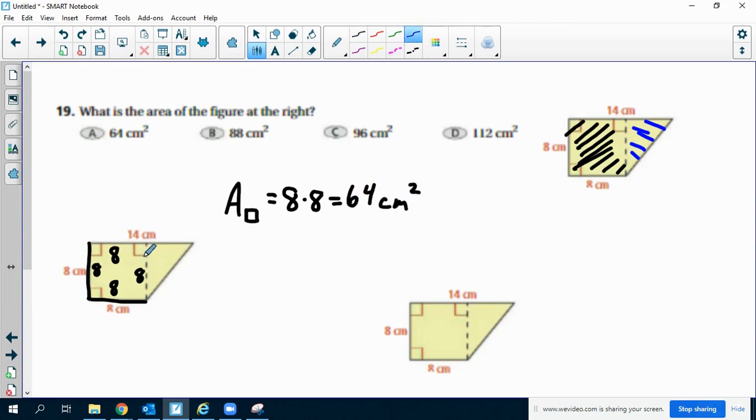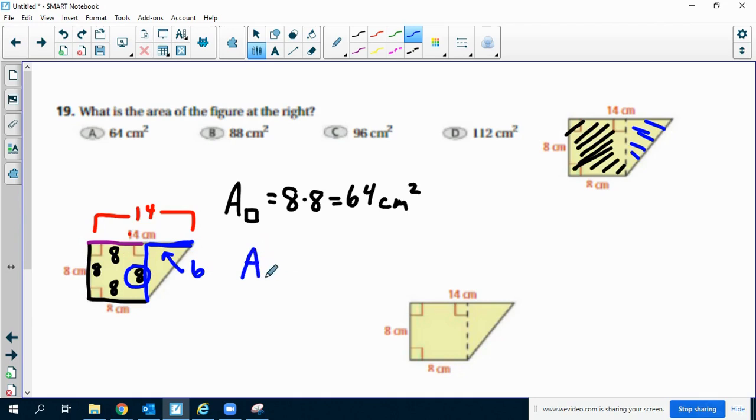Then I'm going to look at the triangle. Well, the height is still 8, and I need to find the length of the base. Well, if this part over here is 8 and the whole thing is 14, then what that means is that the blue part has to be 6, because 14 is 8 plus 6. So 14 minus 8 gives me 6.